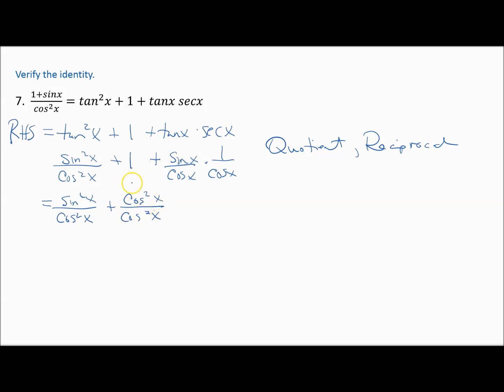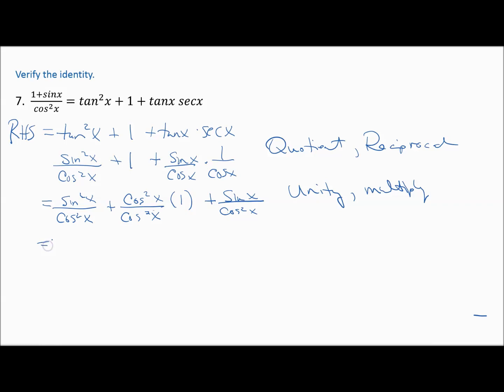So once again, I have some unity fraction action going on right there to try to make that a cosine squared of x denominator. Plus, here, I'm just simplifying. I'm going to multiply sine of x times 1 to get sine of x. And then cosine of x times cosine of x is cosine squared of x. So what did we do? We did unity fraction action, okay? And we also multiplied 2 fractions over here in our third term.